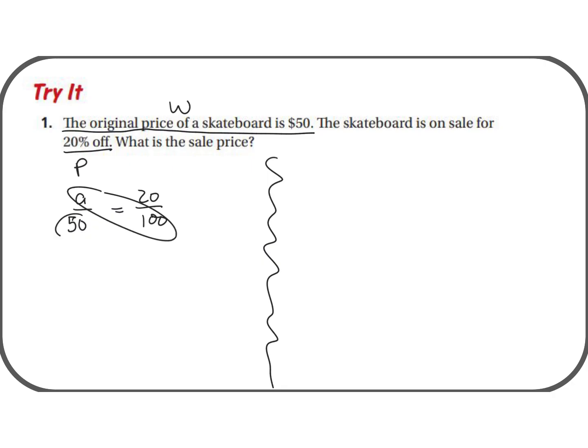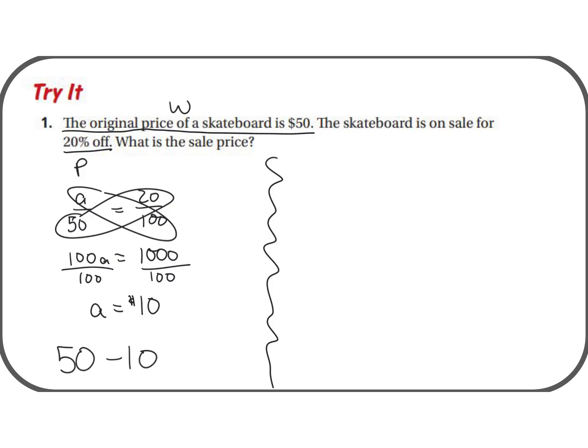Cross multiply, 100A is going to be equal to 1,000. And I divide by 100 to get an amount of discount of $10. Knowing that, I'm going to take my original price, subtract 10, and end up with a sale price of 40 bucks.